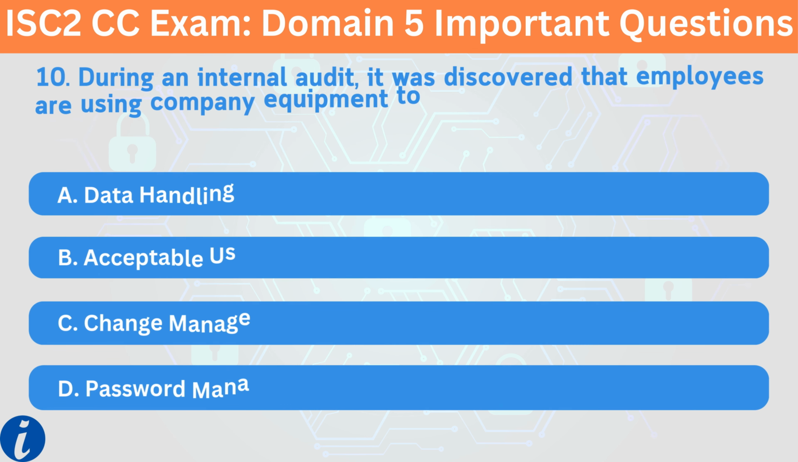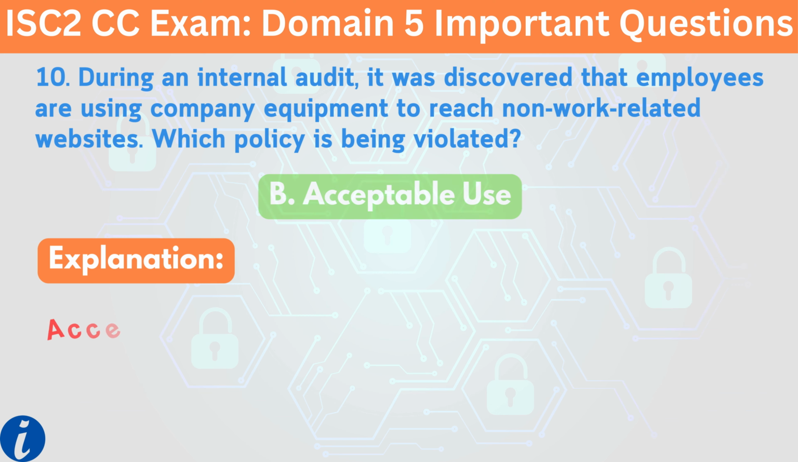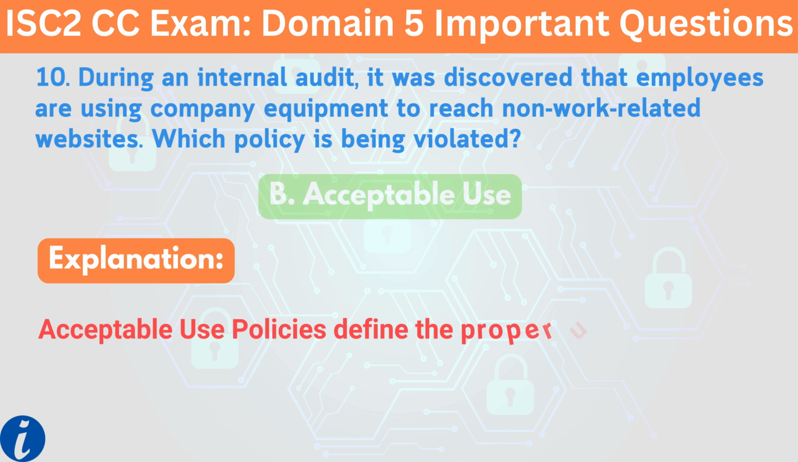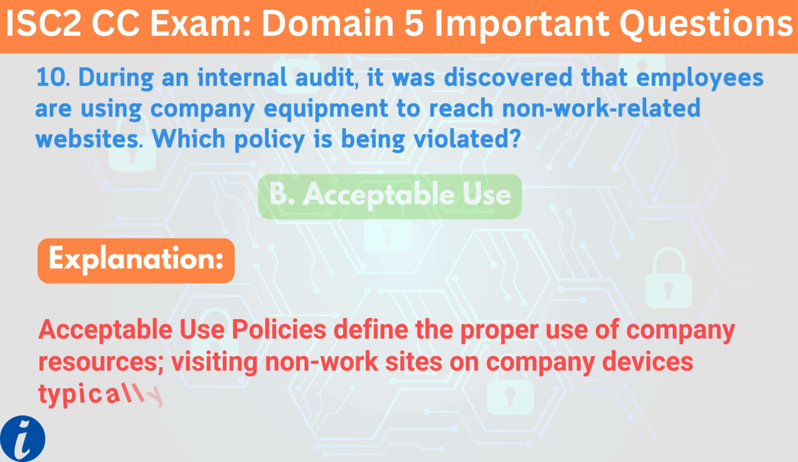10. During an internal audit, it was discovered that employees are using company equipment to reach non-work-related websites. Which policy is being violated? A. Data handling. B. Acceptable use. C. Change management. D. Password management. The correct answer is B. Acceptable use. Explanation. Acceptable use policies define the proper use of company resources. Visiting non-work sites on company devices typically breaks these rules.